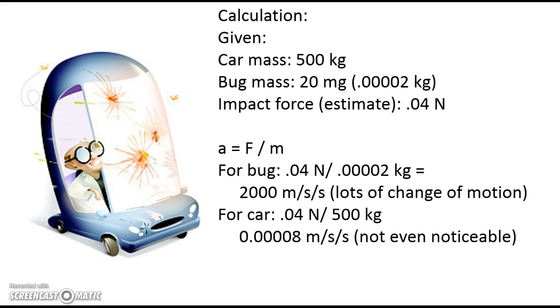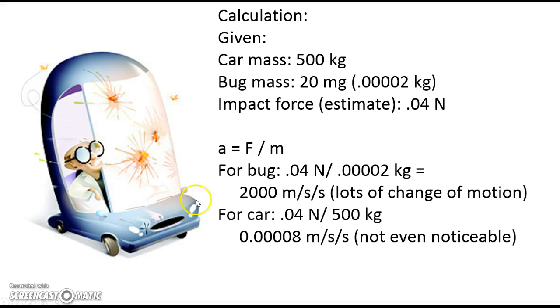So if we are given a car with a mass of about 500 kilograms, that's a pretty light car, and a bug mass of about 20 milligrams, that's actually pretty heavy for a bug. Milligrams we can convert to 0.00002 kilograms. And we're just going to make an estimate of the impact force between the bug and the car, which would also be the impact force between the car and the bug, of 0.04 newtons.